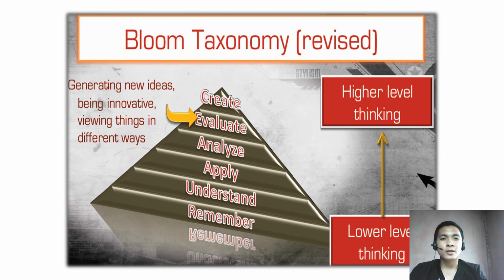Now let's go back to Bloom's taxonomy of learning. Can you still remember this one? I know you're all familiar with it, because when you assess your students, you ask questions using lower order thinking skills or higher order thinking skills, the HOTS questions. For the lower level thinking skills, we have remembering, understanding, applying, and analyzing. While higher order thinking skills are to evaluate and create. Generally, we generate new ideas, being innovative, viewing things in different ways.